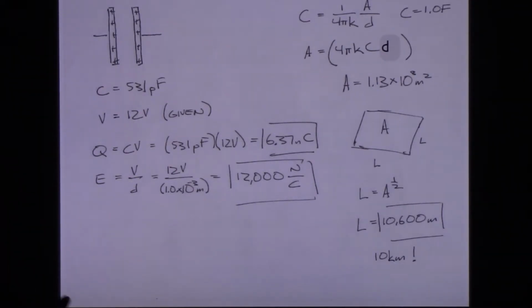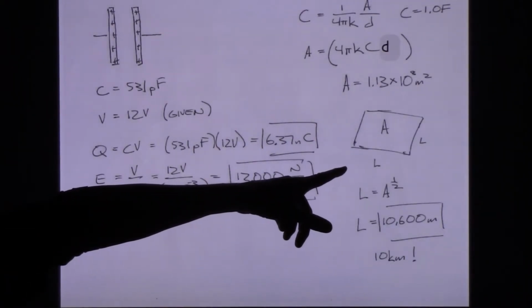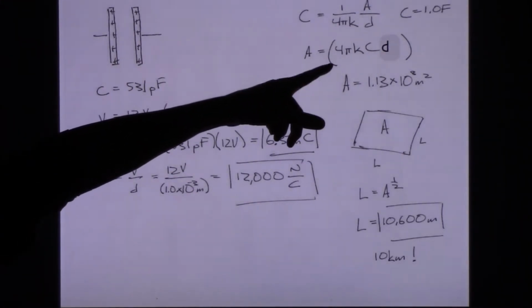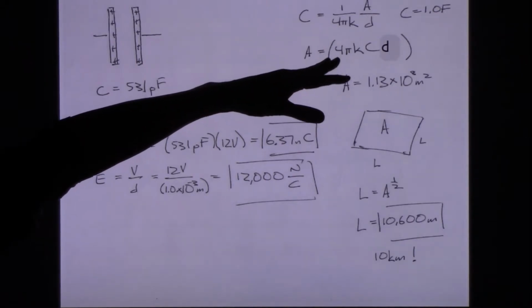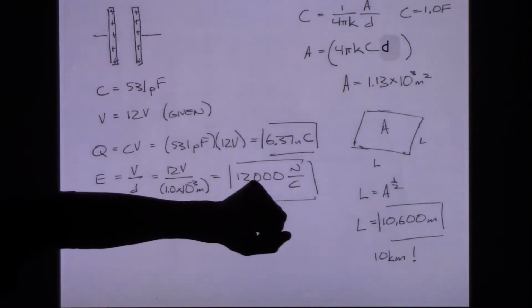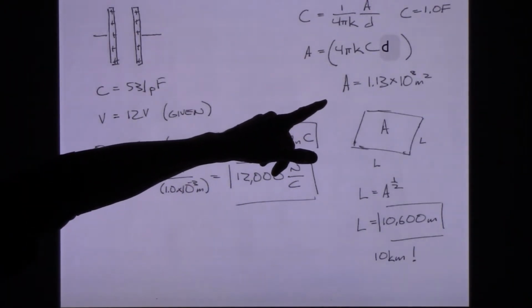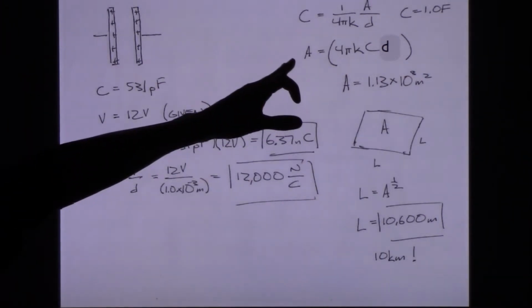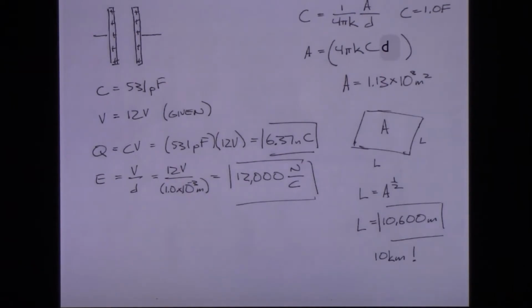Now that last item, part C, said, how big would the plates need to be? How much area would I need if I wanted 1 farad? So way up there in the corner it says capacitance is 1 farad. And I went in and solved for the area that would be needed. Given that we stay with the 1 millimeter gap, the area I would need is 1.13 times 10 to the 8th square meters.